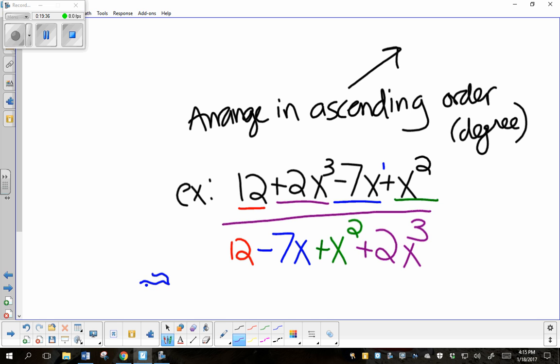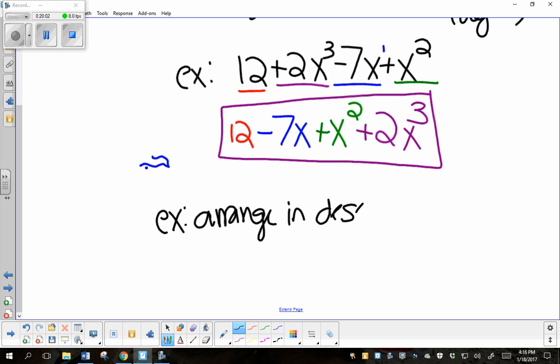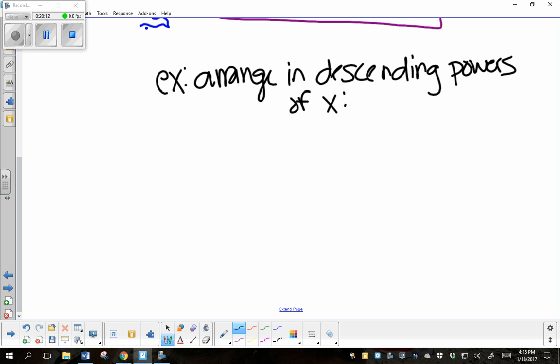So we just rewrote that polynomial in a different order. We still have pluses and minuses between everything, but the terms go from smallest to biggest. Now, sometimes instead of ascending order, we're going to go in descending powers of x, or y, or whatever letter they tell you. So for example, we're going to do another one down here. And it's going to say arrange in descending powers of x.